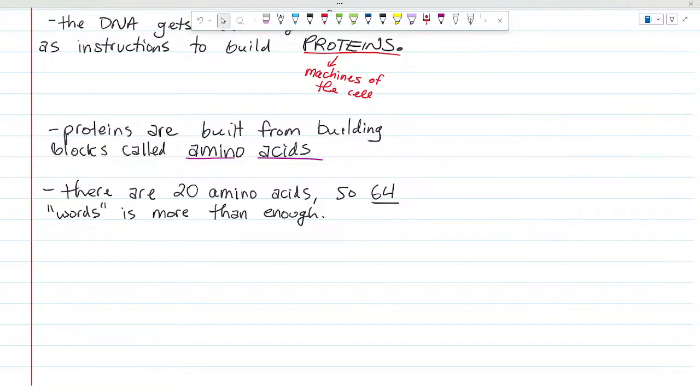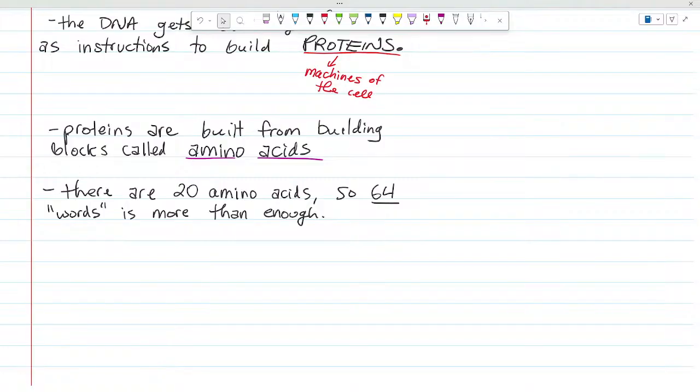It's basically a big long scroll, and there's little machines that go along and read it. And they read it 3 letters at a time, and those 3 letters tell it, oh, the next building block is this. So when your cell wants to build a new ribosome, it goes to the section of your DNA that is for building ribosomes, and it just goes, okay, let's get building.